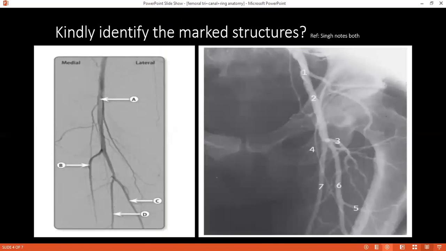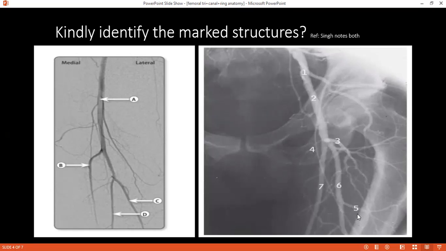Would you want to try this? At least tell me about this picture on the right-hand side, because this we can do with the leg as well. Ma'am, this is a digital subtraction angiography of the femoral artery, a femoral angiogram. Number 2 is the common femoral artery. 3 is the lateral circumflex femoral. 6 is the superficial femoral, and 7 is the profunda femoral. 4 being the medial circumflex femoral artery.